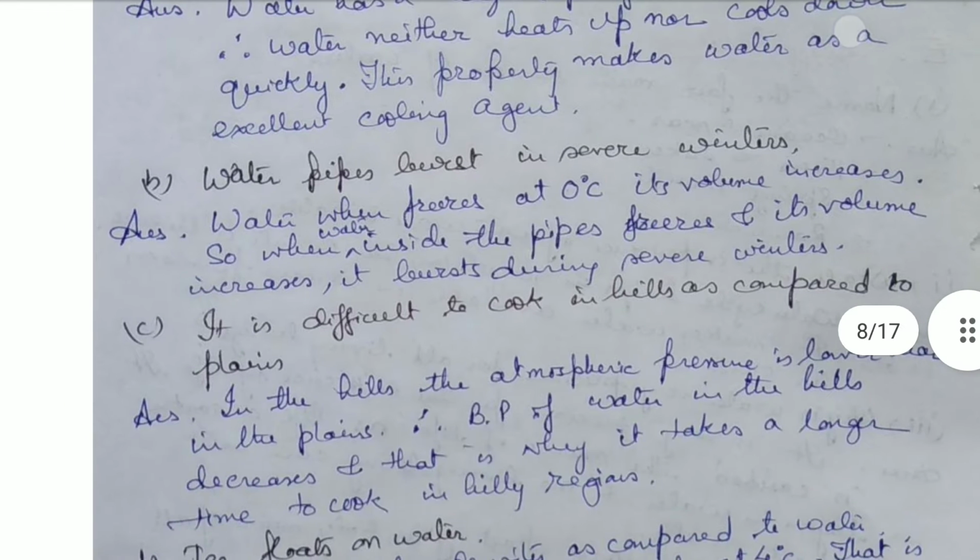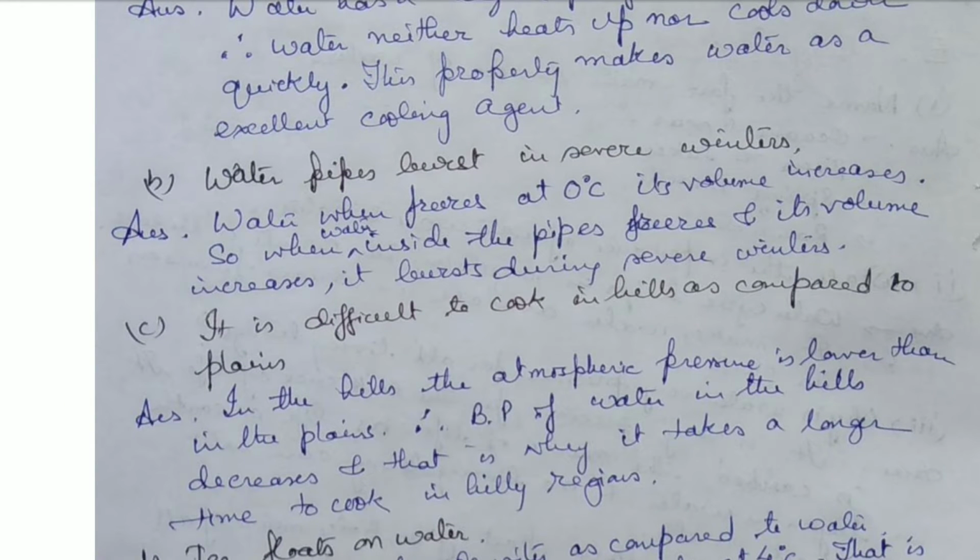Then, water pipes burst in severe winters. Why? Water freezes at 0 degrees centigrade. When water freezes at 0 degrees centigrade, its volume increases and density decreases. So when water inside the pipe freezes, its volume increases and the pipe bursts during severe winters.